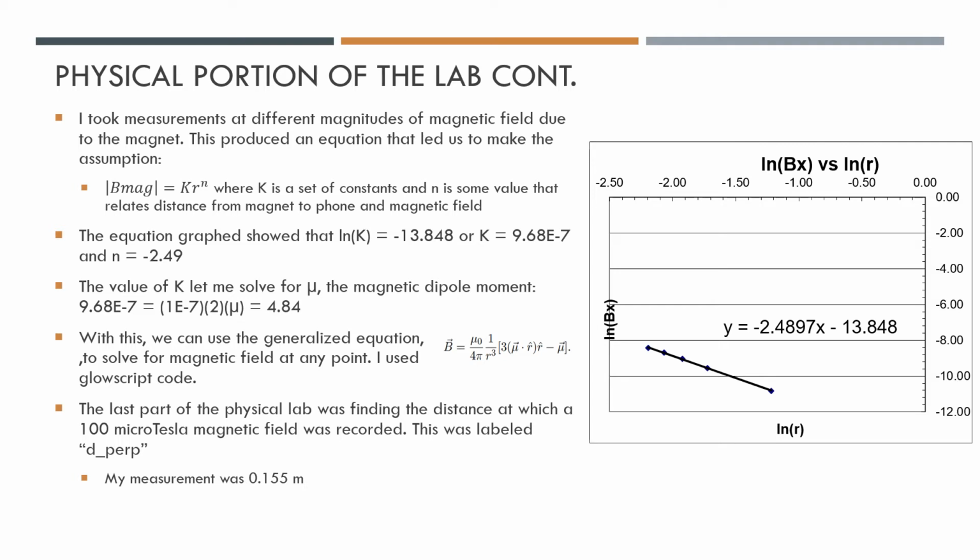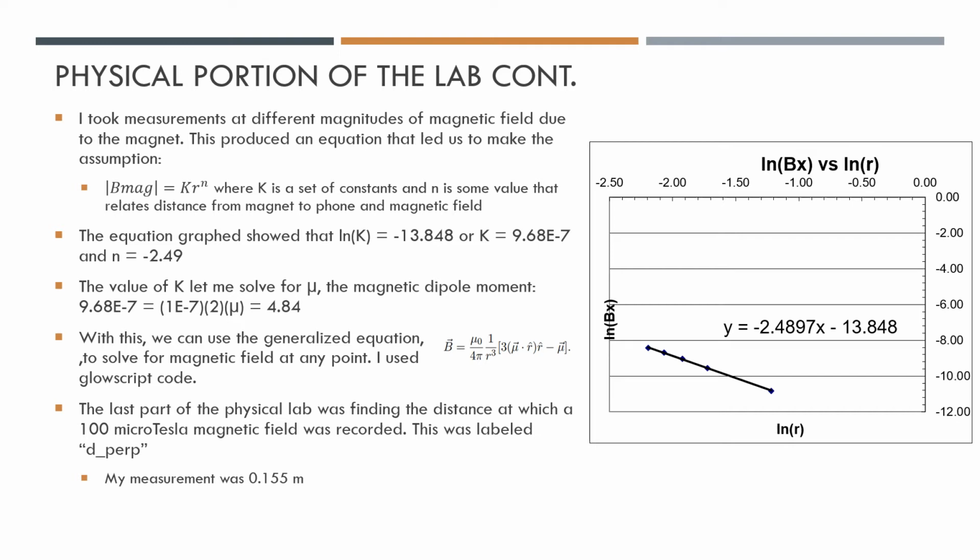Whenever you find the different distances and magnitudes, you end up getting a graph of ln of the magnitude of the magnetic field versus ln of r. That graph shows us that ln of k equals negative 13.848, which means that our constant value k equals 9.68 e to the negative 7. And n was the slope, which is negative 2.49.